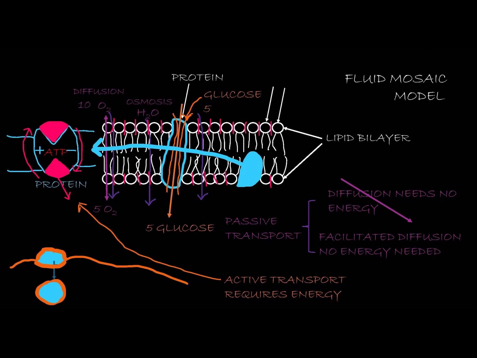It can do the same in reverse. It can take a big particle it doesn't want anymore and move it to the outside of the cell and merge that vesicle with the outer membrane and then release that molecule to the outside. So it can move really big things inside and out as well.